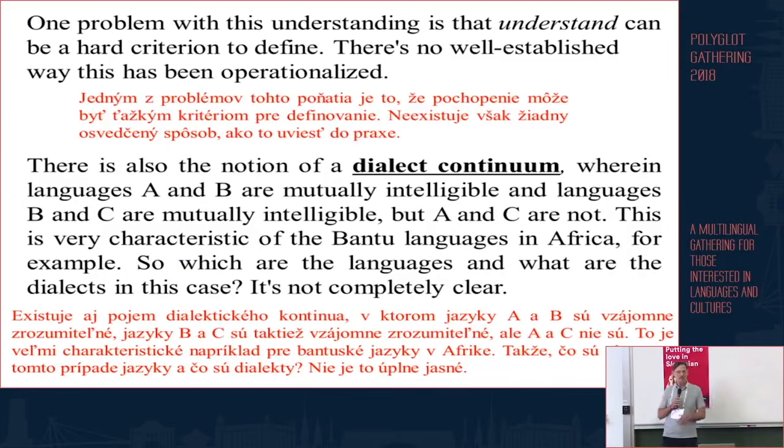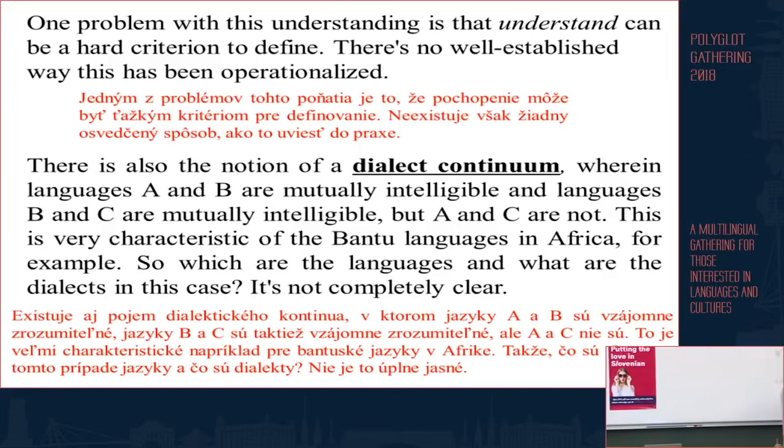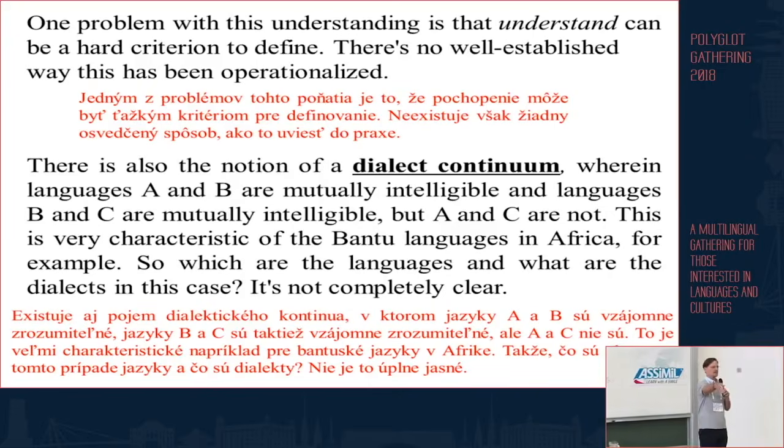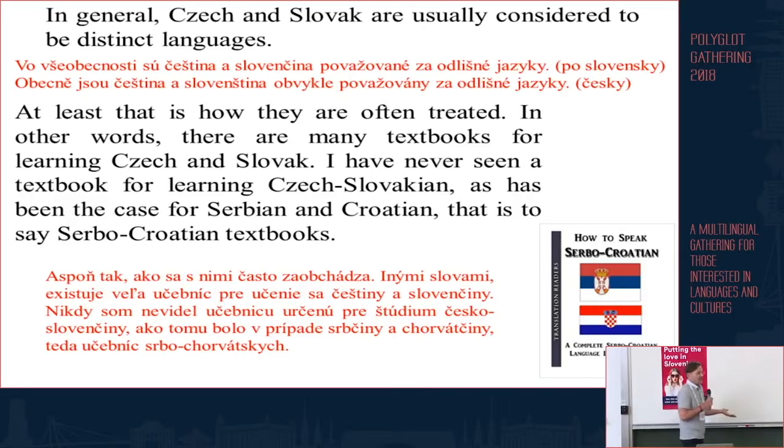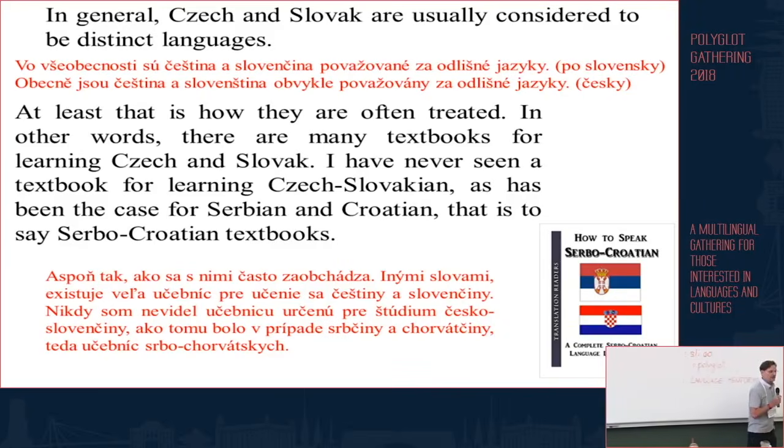Okay, one problem with this concept: what does understand mean? It hasn't been operationalized yet. How do you do it? Well, we have the dialect continuum, where speakers of A and B can speak together, and speakers of B and C can speak together, but A and C cannot. Czech and Slovak are often considered different languages, but they can understand each other for the most part.